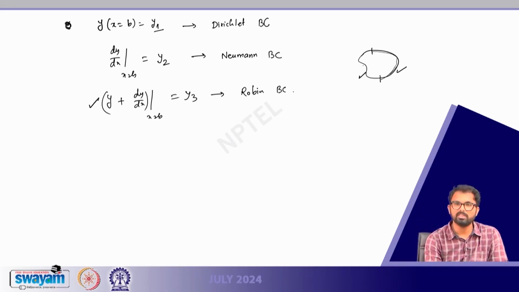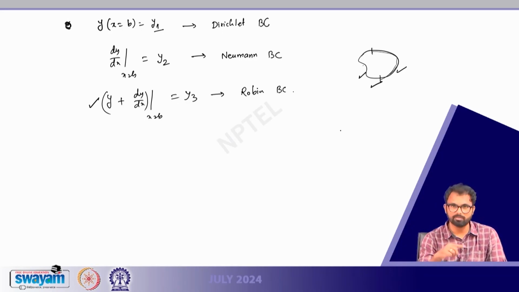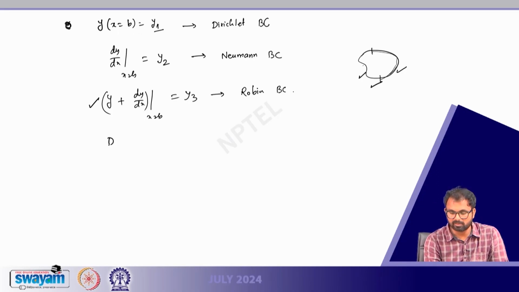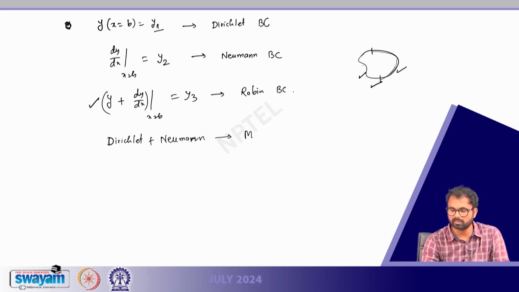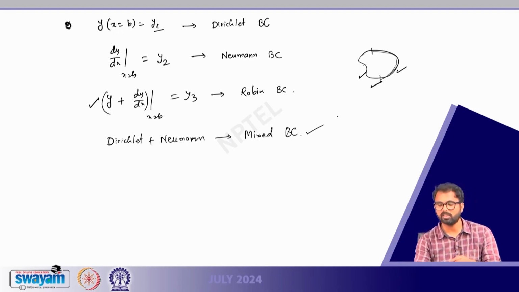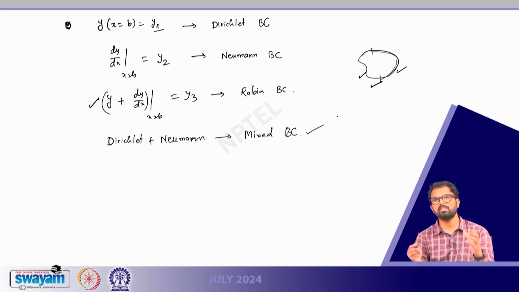So, this is not the mixed one, this is Robin boundary condition, whereas when you have Neumann on half of the boundary and Dirichlet on the other part of the boundary, then we call it mixed boundary condition, right. So, we have Dirichlet, Neumann, Robin, and then mixed boundary condition. I simply use this terminology because they have a mixture of both boundary conditions, right.